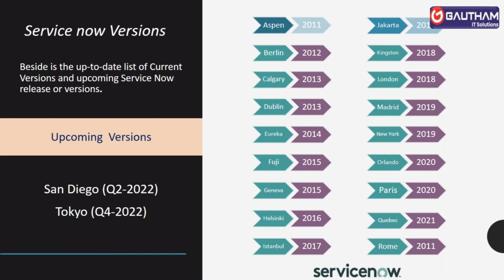And if you're talking about upcoming versions, San Diego is going to be released in the second quarter of 2022, and Tokyo as well, they are planning for Q4, the fourth quarter of 2022. These two are the upcoming versions of ServiceNow.